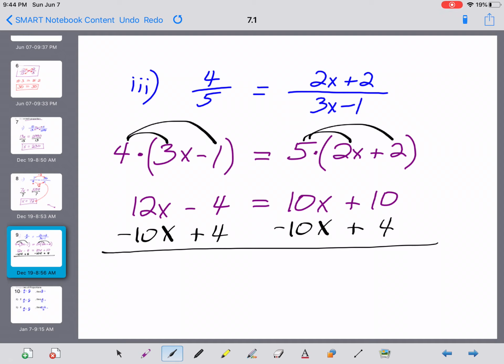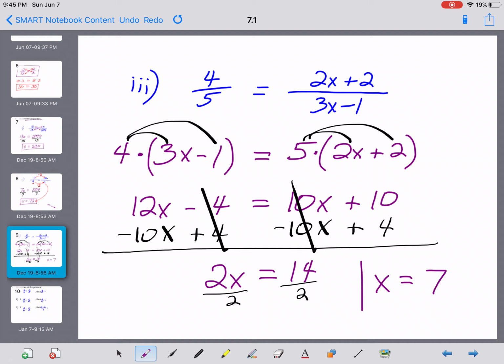So what happens? On the left side, we have a minus 4 and a plus 4. Those cancel. On the right side, we have a 10x and a minus 10x. Those cancel. So on the left, we have a 12x minus 10x, which leaves us with a 2x, equals 10 plus 4, which is 14. Now we're going to quickly divide both of those sides by 2, and it looks like we have an answer now of x is equal to 7.